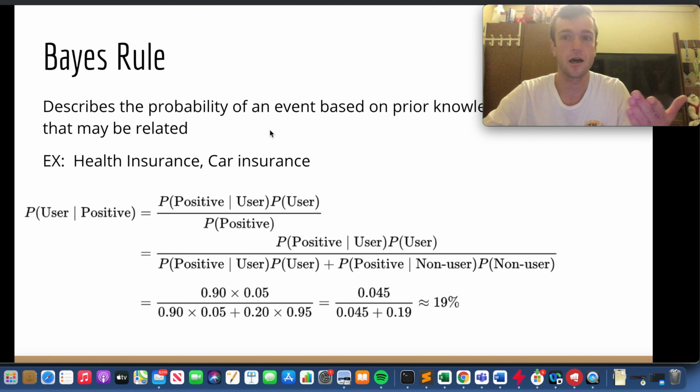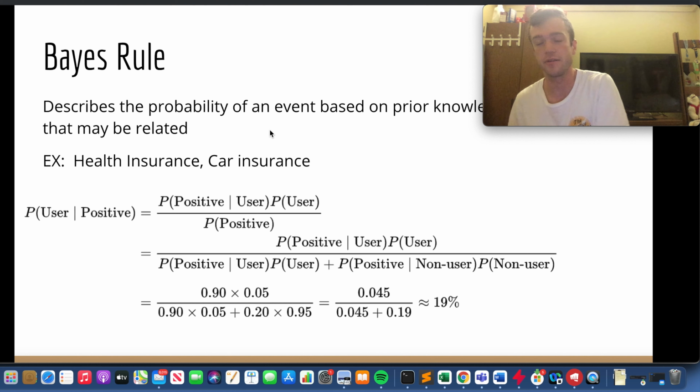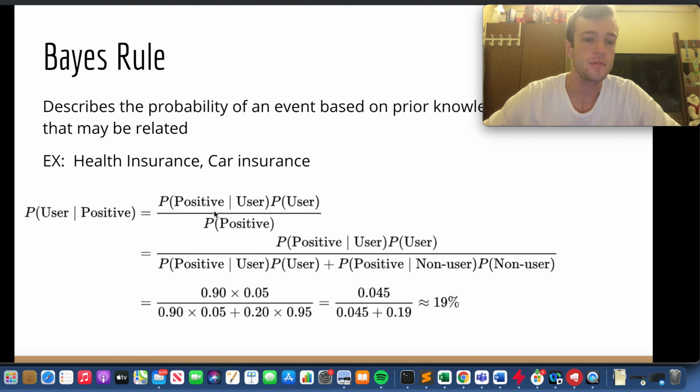Similar for health insurance reasons. If you have a history of being sick, chances are higher that they will charge you a higher fee. For this instance, here's the simple math of how Bayes' rule shakes out.